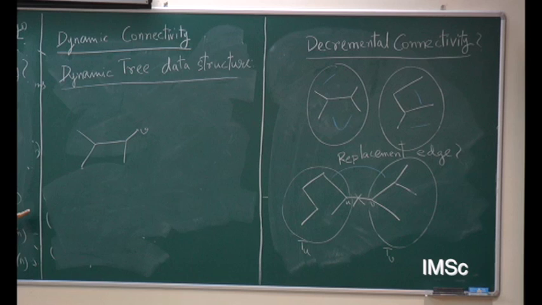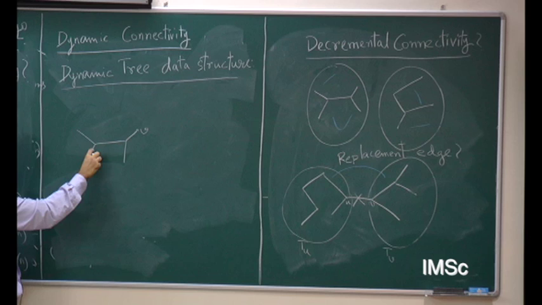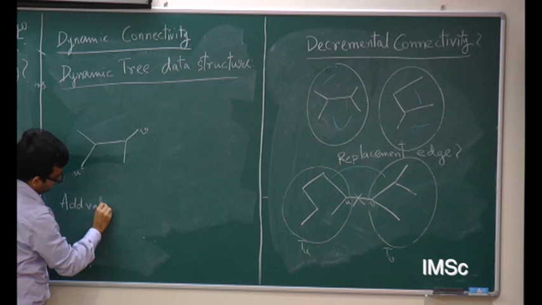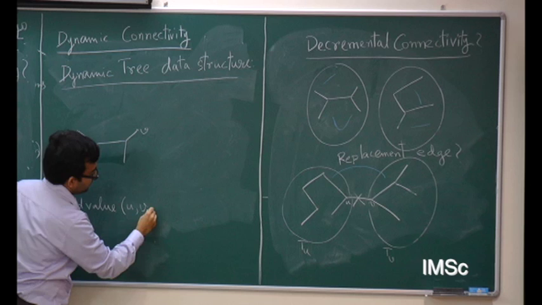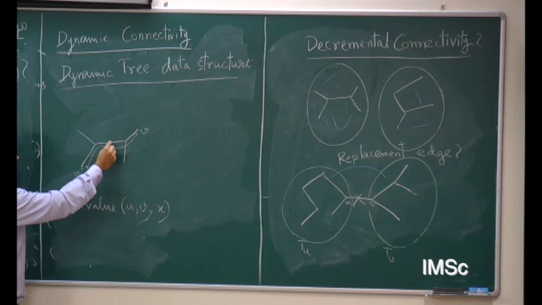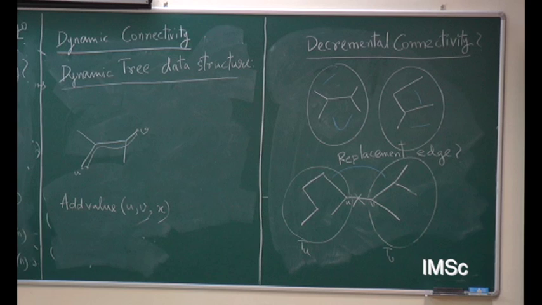You can also support some very strong updates. I mean, you can store a value at each of these edges, and then you can do this update, say add value UV, and let us say, let me give you a value x. What it is going to do? It's going to look at this path from U to V, and it is going to increase the value of each edge in this path by x. And it is going to do this in log n time, regardless of how long this path is.